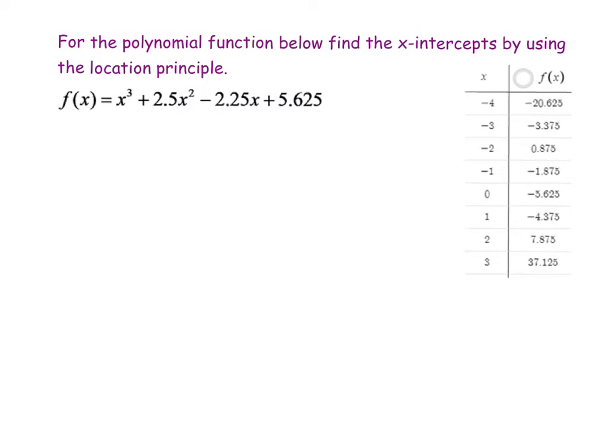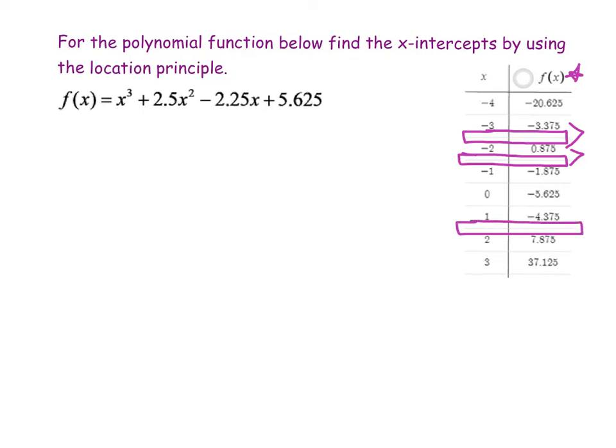So here, what I'm looking for is a change in f of x where it goes from negative to positive. As I go through my table over here and pay attention to these y values, I notice that there's got to be a 0 between negative 3 and negative 2 because there's a change from negative to positive. I also notice there needs to be a 0 between negative 2 and negative 1 because there's a change from positive to negative. And then there probably needs to be a 0 between 1 and 2 because there's a change from negative to positive.